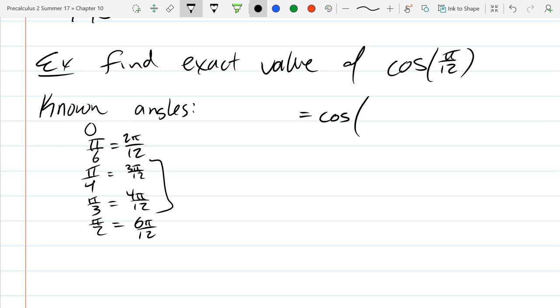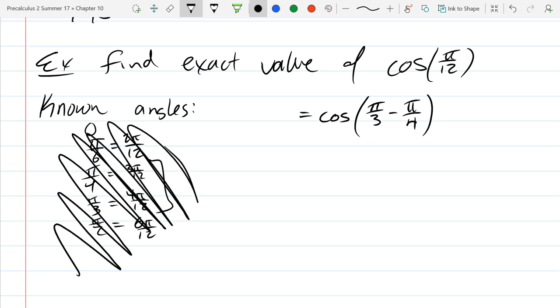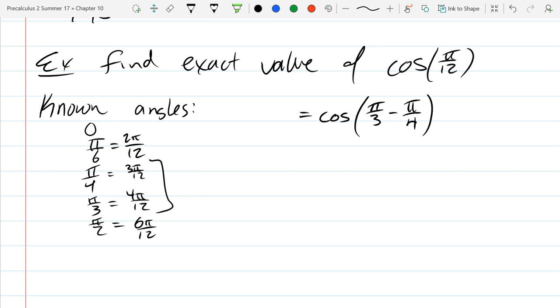So we have pi over 3 minus pi over 4. Now, if I didn't see any of this over here and somebody just wrote that down, I would be impressed, because that's some pretty good fraction skills. Once you see this right here, pi over 3 is 4 pi over 12, minus 3 pi over 12 is 1 pi over 12. It's not too hard to see what's going on as long as you know these values right here.